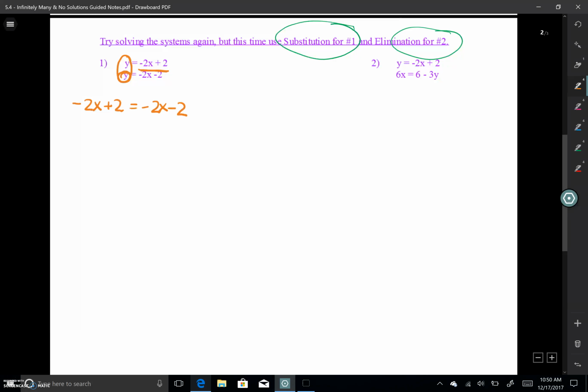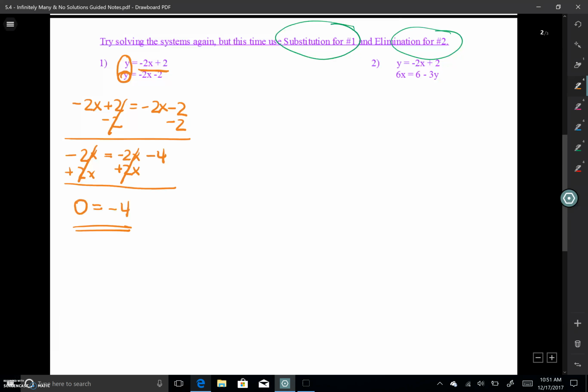So now that I've set them equal to each other, I want to begin to combine like terms. I'll start by subtracting 2 from each side, and I'm left with negative 2x equals negative 2x minus 4. I want to try to get my x terms together, so I'm going to add 2x to both sides. But look what happens here. Negative 2x plus 2x cancels. So on the left-hand side, I'm left with 0, and that's equal to negative 4. My variables completely go away, and I'm left with 0 equals negative 4, which is an untrue statement.